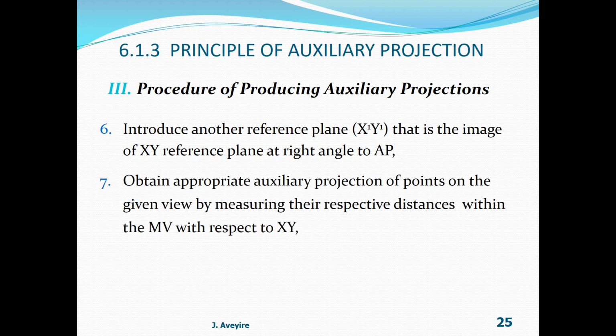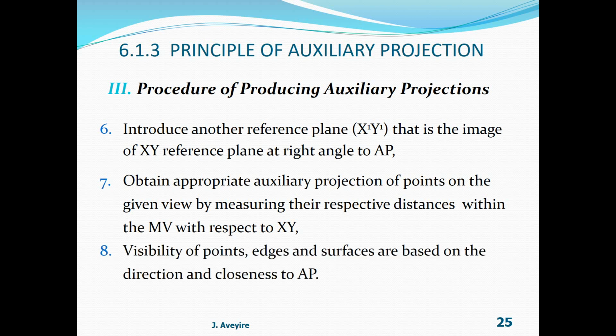Obtain appropriate auxiliary projections of points on the given view by measuring their respective distances within the MV with respect to XY. Visibility of points, edges, and surfaces are based on the directions and closeness to AP.